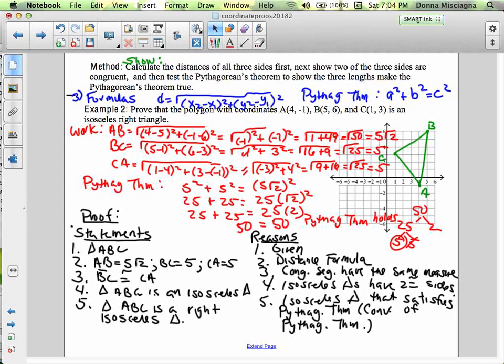In the next video, we'll do a very short circle proof. It's like one on your homework, and that'll be the end of coordinate proofs.